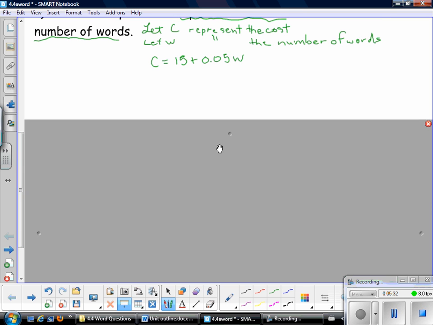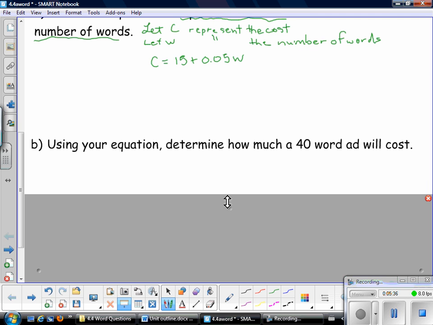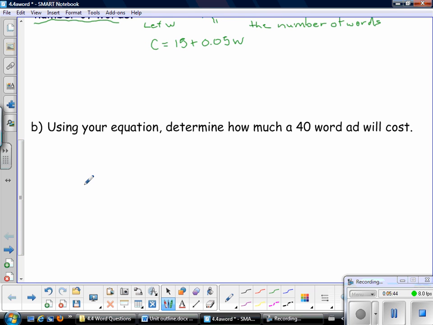So let's go on to the next part of the question. It says, using your equation, determine how much a 40-word ad would cost. All right, the first thing I noticed, it says using your equation. You maybe can do that in your head. That's supposed to be a line, and you can see it's not a line. If you don't use the equation and they tell you to, in some cases, the person won't even mark it. It says using your equation.